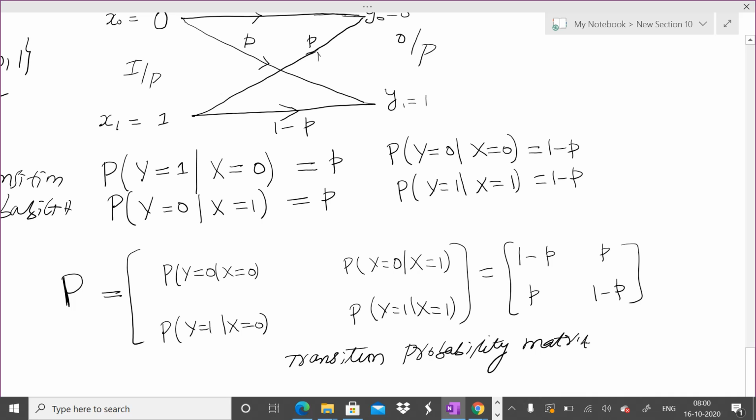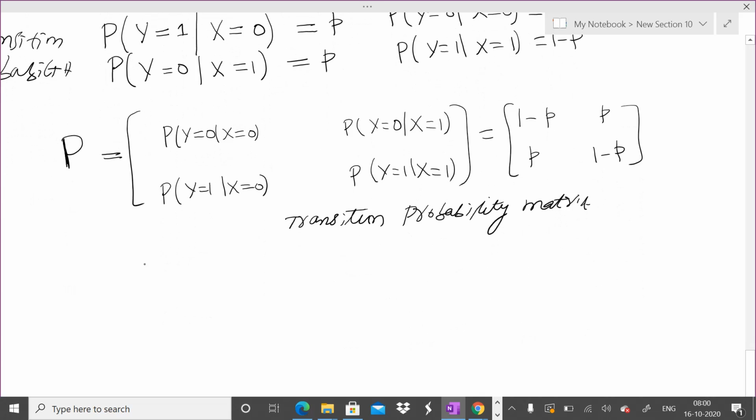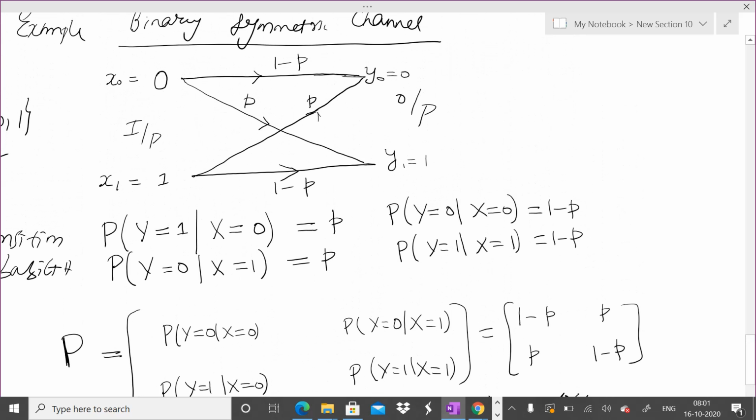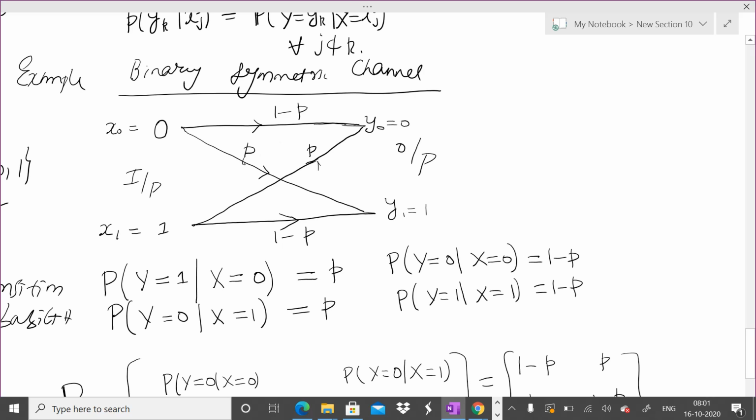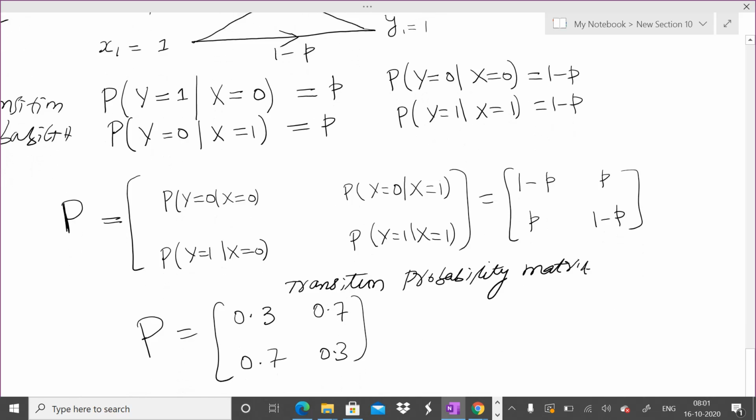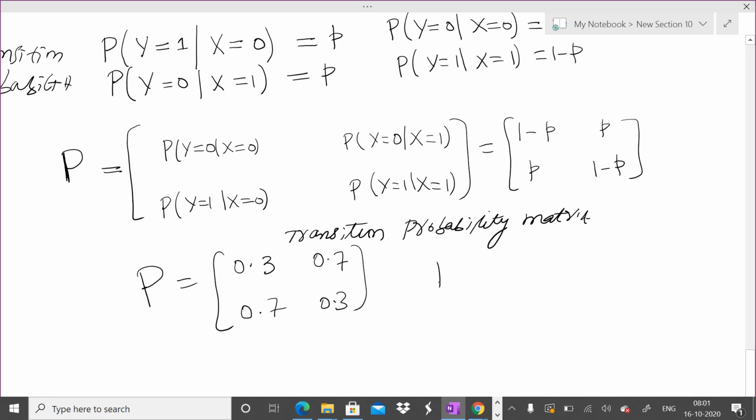If you see, this transition probability matrix completely determines the channel. What will be the effect of the channel? Suppose someone tells you that the transition probability matrix is 0.3, 0.7, 0.7, 0.3. See, we are saying it is a binary symmetric channel because the probability p with which 0 changes to 1 is the same as the probability with which 1 changes to 0. It can be different also, but we are assuming it to be the same. So even this matrix is symmetric. P transpose is the same as P, a symmetric matrix.